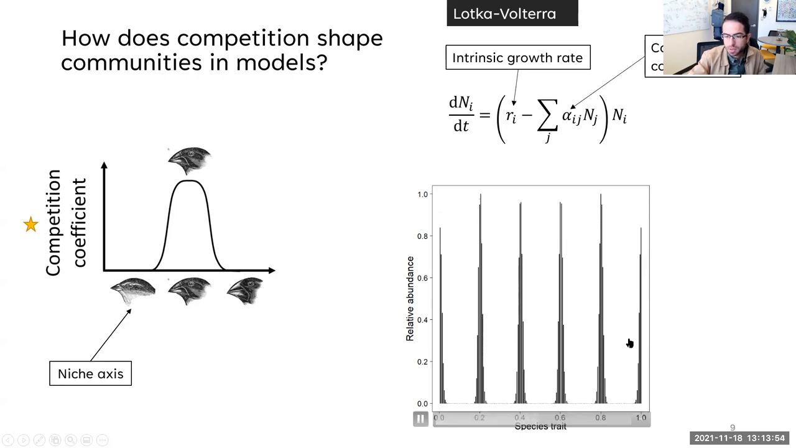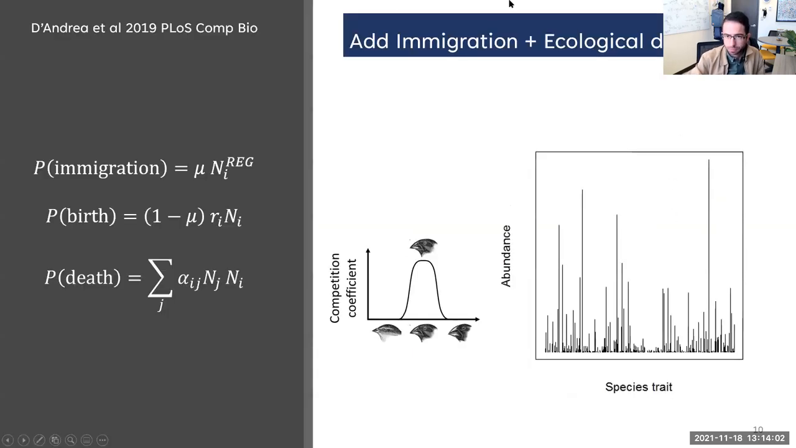So my question now is, what happens when you add other phenomena that are not here, other processes that are also common in nature, such as dispersal or immigration and ecological drift or stochasticity, right? So again, take that classical model of competition between species, make it probabilistic, and allow for random immigration into the community, okay? Do we still see something like what we saw before?